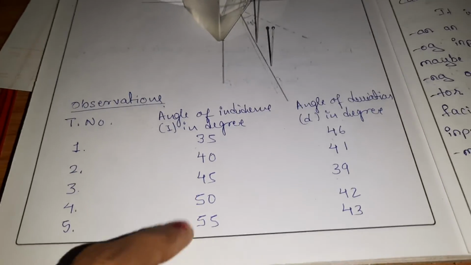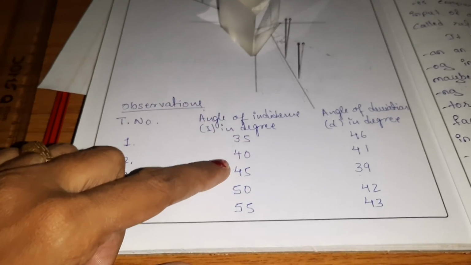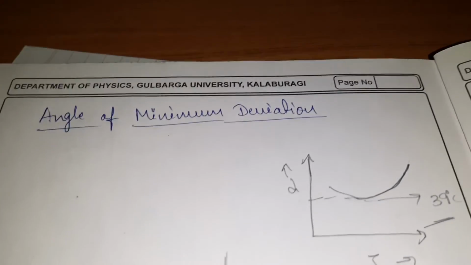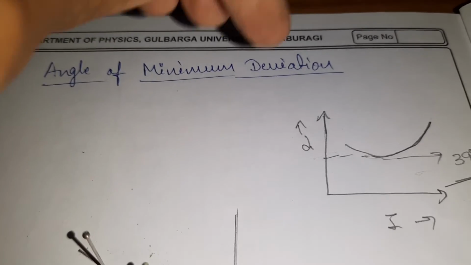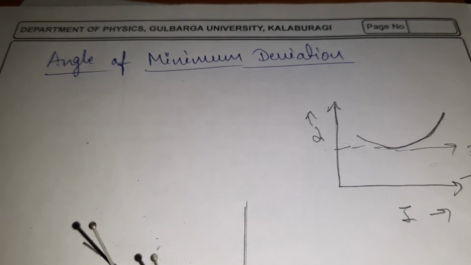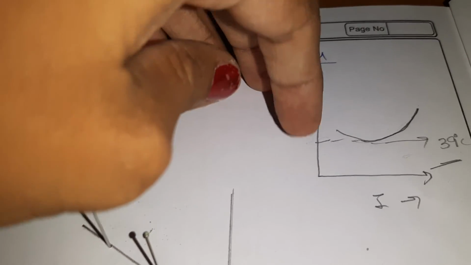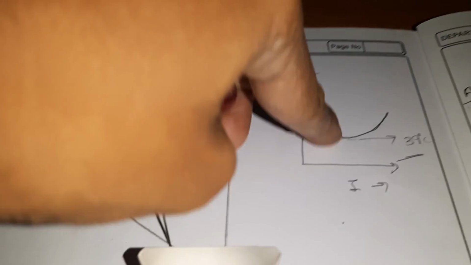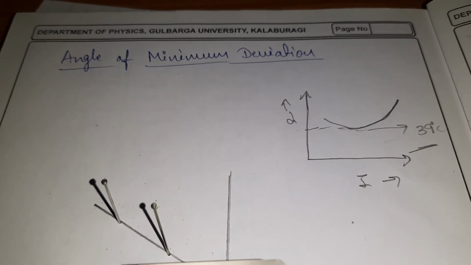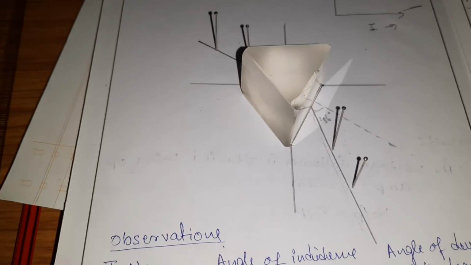So similarly you can repeat the same procedure for other readings, and after that you have to plot a graph of angle of incidence versus angle of deviation. Then you can see the curve. Here you will get the minimum, and this is nothing but the angle of minimum deviation. Okay, so this is how you can do this experiment.